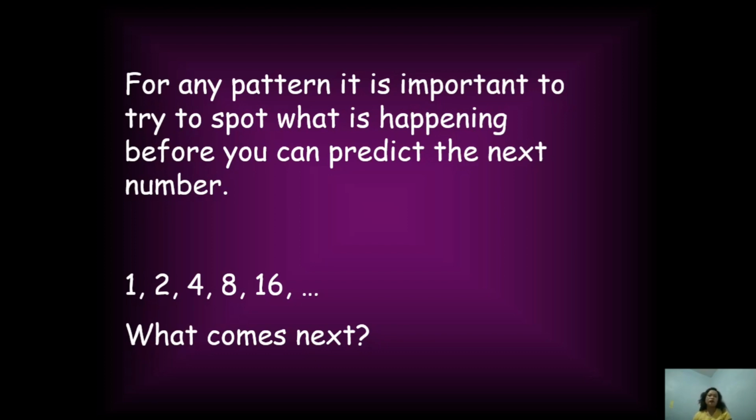Or the pattern can be times 2. So 1 times 2 is equal to 2. Then 2 times 2 is 4. 4 times 2 is equal to 8. 8 times 2 is equal to 16. So what comes next here is 16 times 2, which is equal to 32. So that's the pattern: times 2, multiplying by 2.